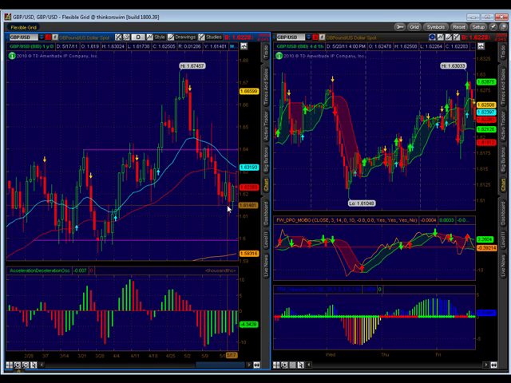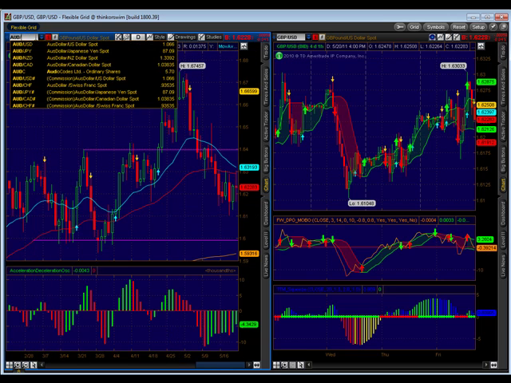Just to see, again, an alert's just an alert to bring your attention to see, again, are we going to run down here and test this low of this channel of consolidation and a test of the 200. And while we're doing that, we'll switch over to the Aussie dollar.